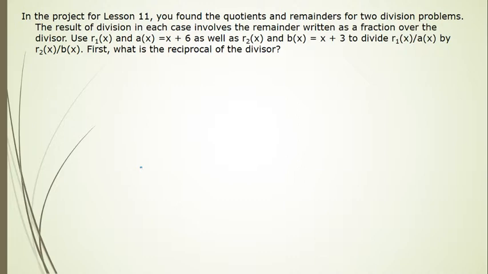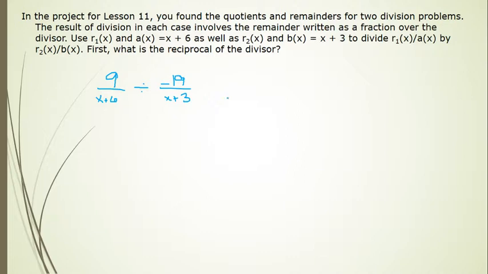Well, let's go ahead and write that division problem. So you've got to go back to your Lesson 11 to get your r1 of x and r2 of x. So r1 of x was 9 over x plus 6. Remember, these values are from the Lesson 11 project help video. And we're dividing that, so I'm going to write a division sign here. Dividing it by r2 of x, which is negative 19 over x plus 3. So that is my division problem when I look back at Lesson 11 and get r1 of x and r2 of x.